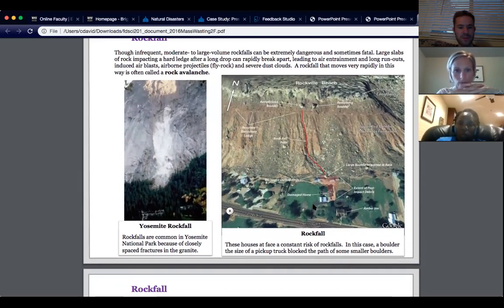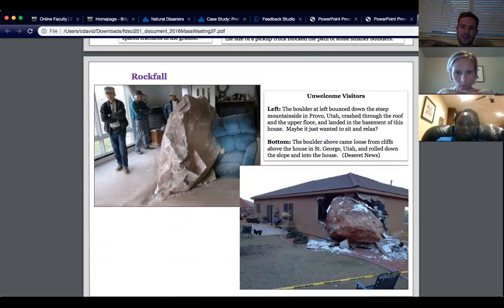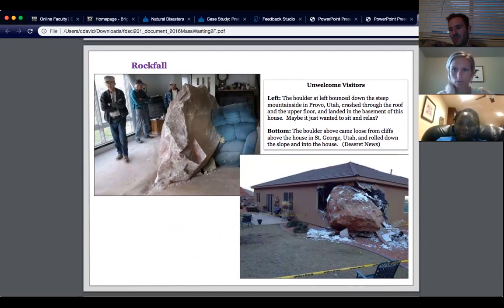So, just examples, images of rock fall. Here's one in Yosemite where it's literally rocks falling down a mountain. So real simple, easy to understand. Here's an example of a rock fall going into a home. So real dangerous. That's what they are, basically big rocks falling down.